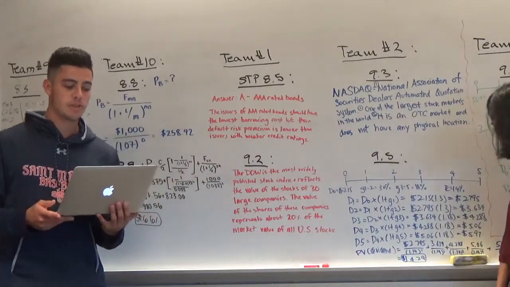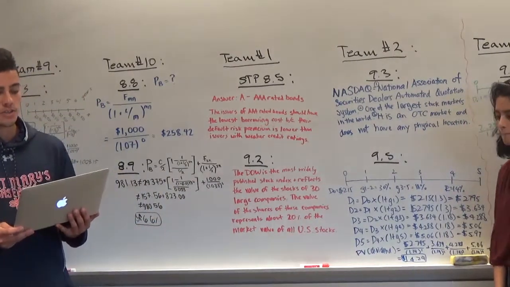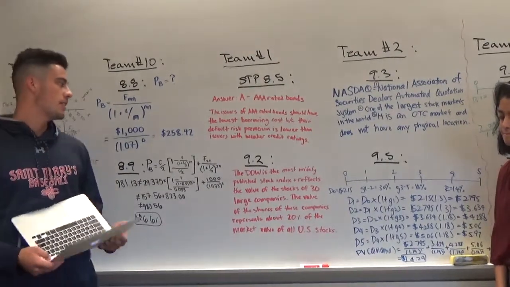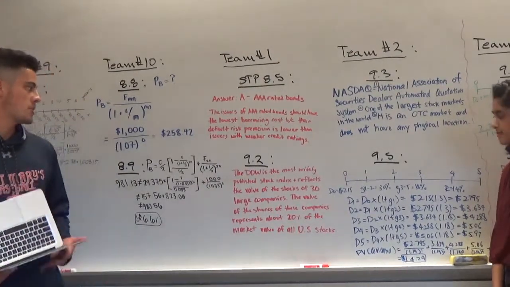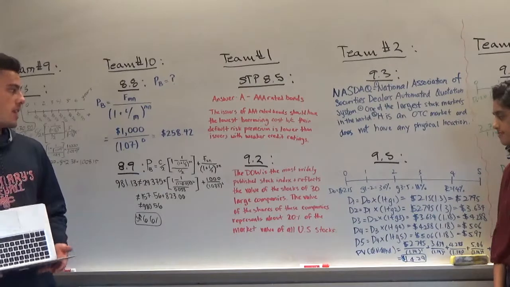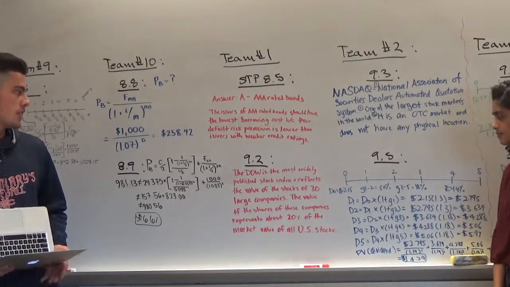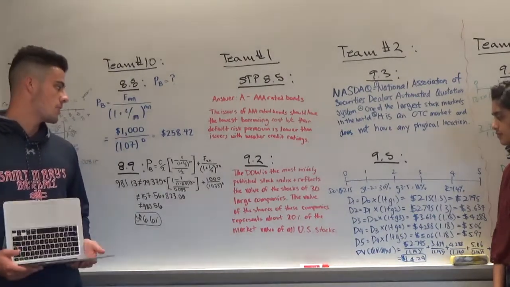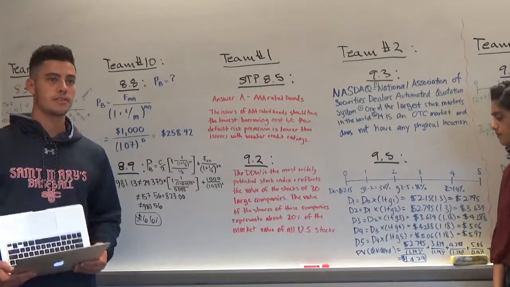And then 9.2 says, what is the Dow Jones Industrial Average? The Dow is the most widely published stock index and reflects the value of stocks of 30 large companies. The value of the shares represents about 20% of the market value of all the U.S. stocks.